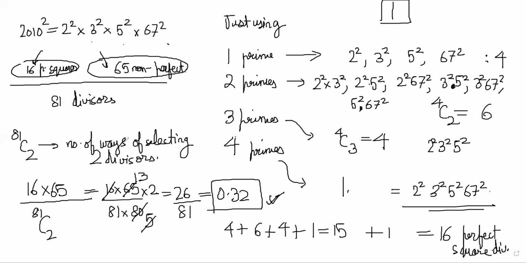So I hope you understood how we went about solving the problem. We first took the number and found how many divisors there are. Then we started constructing how many of such divisors can be perfect squares. We found that it was 16. And then it was a simple question of finding the total number of ways of selecting two divisors, and on top, having one perfect square divisor and one non-perfect square divisor. So the answer to this question will be 0.32.